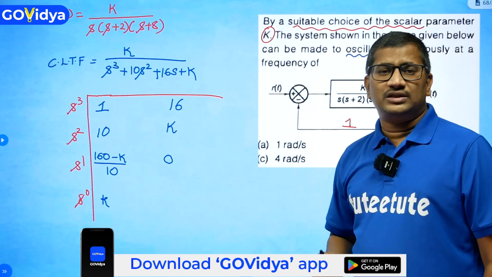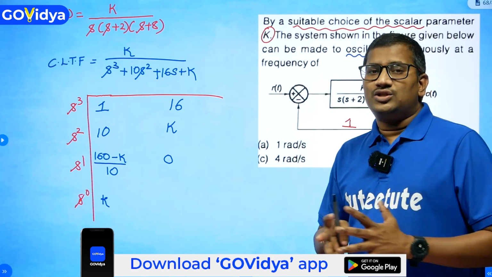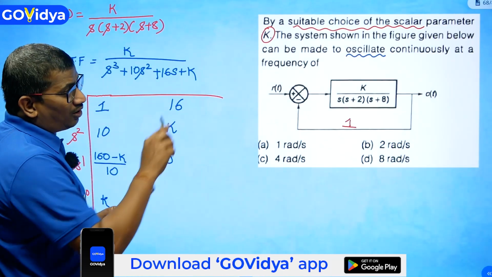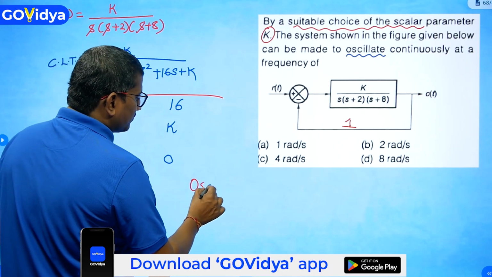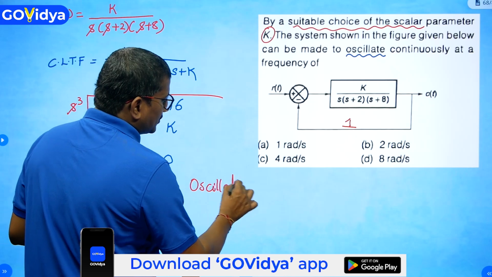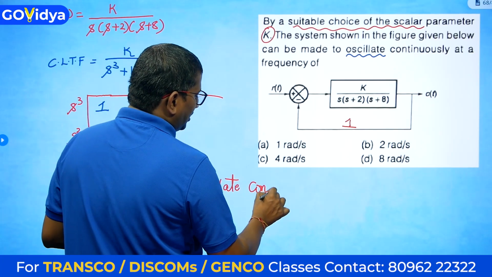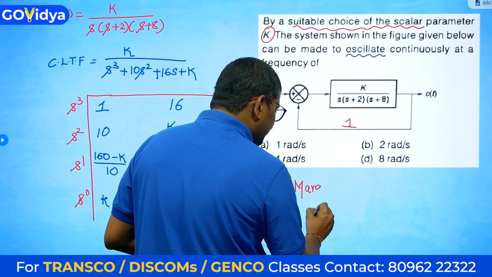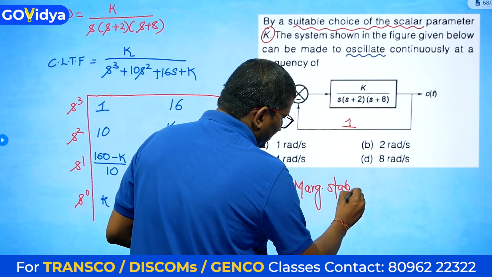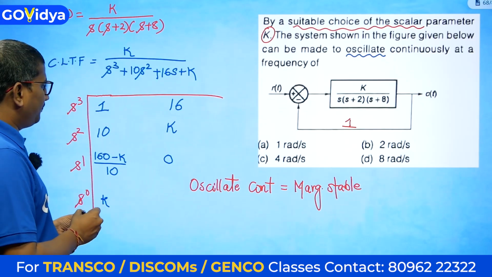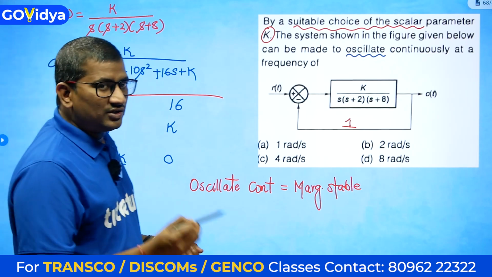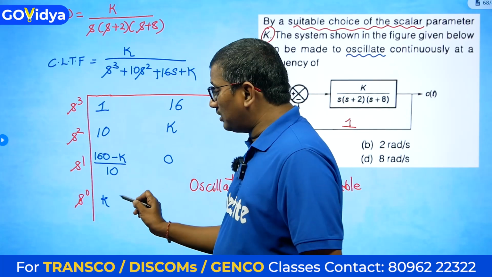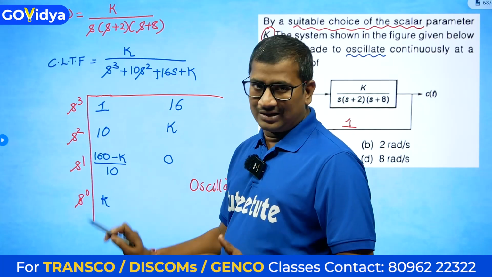For the system to oscillate, the poles must lie on the imaginary axis. We have to assume it continuously oscillates, which is also called marginally stable. Very, very important. What is the condition for marginally stable? First of all, there should be no sign change. Remember one thing, the k value should never be negative, so it has to be greater than 0.